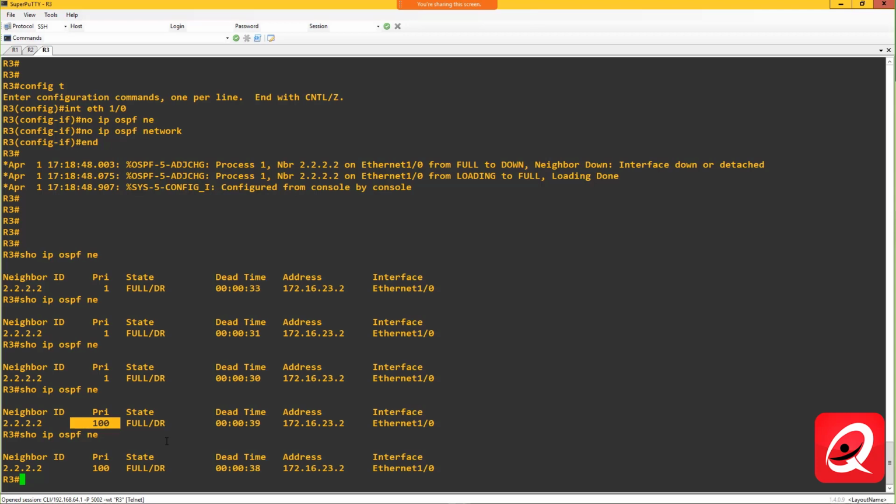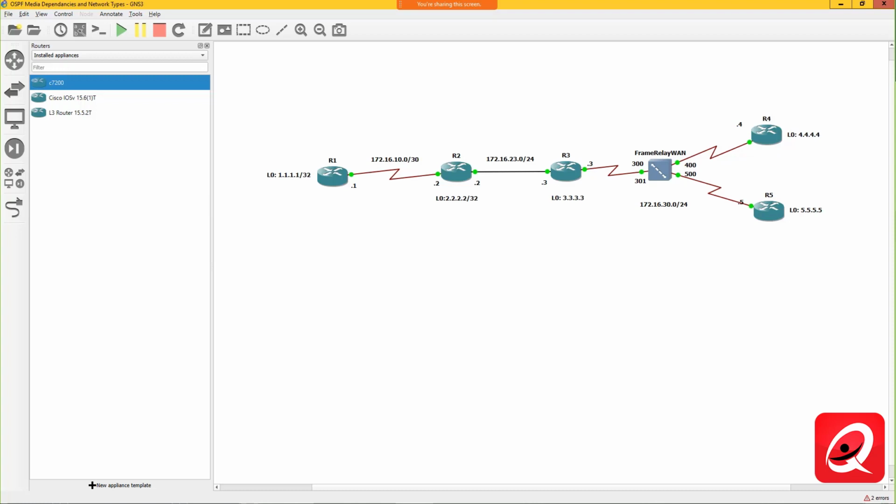Okay? All right, let's see here. Let's go ahead and set up a point-to-multipoint circuit. In order to do this, we are going to have to set up some frame relay. So let me pause the recording. What we've got here is a frame relay network, which we'll get into in a second.